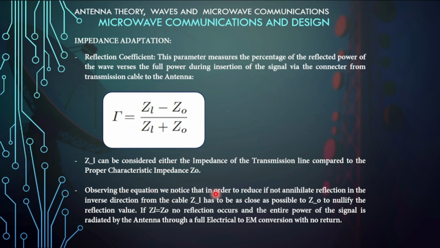Observing the equation, we notice that in order to reduce, if not annihilate, the reflection, ZL has to be as close as possible to Z0, so as to have ZL minus Z0 equals 0, and then you would get a null reflection, a zero reflection. This would nullify the reflection value if ZL is equal to Z0, meaning no reflection occurs. Of course, it's never perfect. You would still get some return, but we try to mitigate it as much as possible.